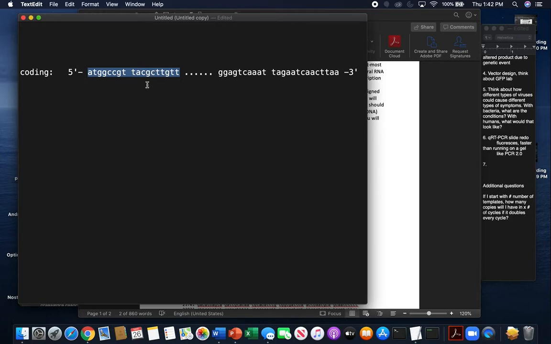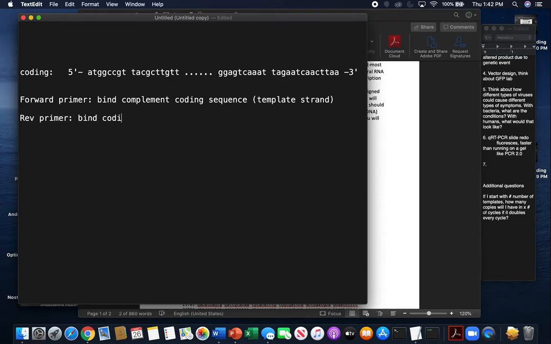So now if I take this away, and I'm only giving you the coding sequence now, how do I design the primers? Well, the forward primer has to bind the complement of the coding sequence, also known as the template strand. And the reverse primer has to bind the coding strand at the end of the gene, and then this is at the beginning.